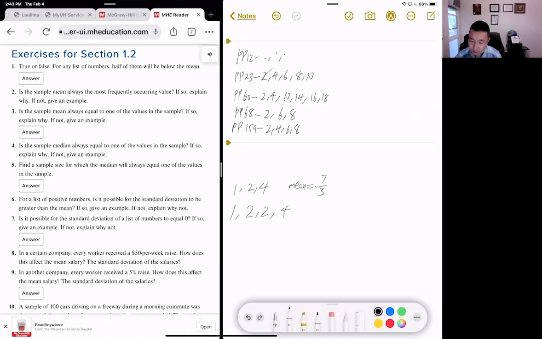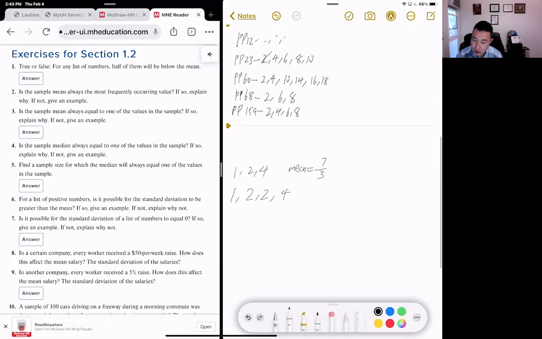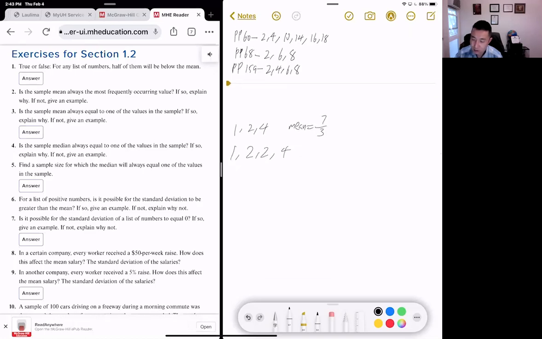Next question, number 4. Is the sample median always equal to one of the values in the sample? If so, explain why. If not, give an example. This is also not true. The median is, remember, n plus 1 divided by 2, depending on whether it is an integer or not. If it is an integer, that numbered sample item is the median. If not, we take the values on the right and the left, and take their average.